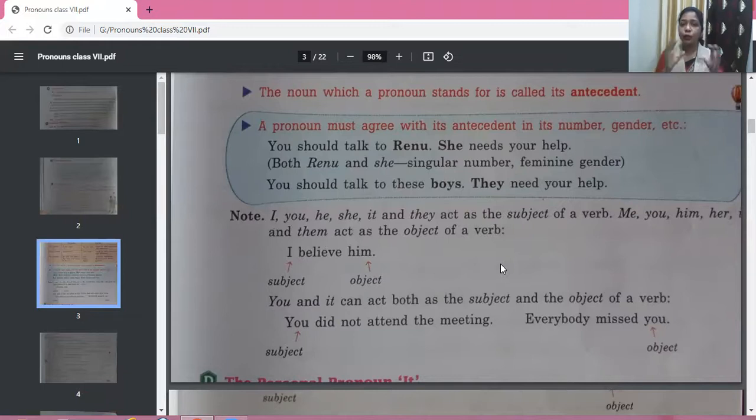Again, I'm telling you, you don't have to cram it up. You just have to understand. What will you do if you're confused? Just try to put them in a sentence. Take this sentence only. I believe him. So, her believes me. Her believes me is wrong. Okay, she believes me is correct. So, she can be the subject and her becomes the object. Okay. So, that is what you need to know.